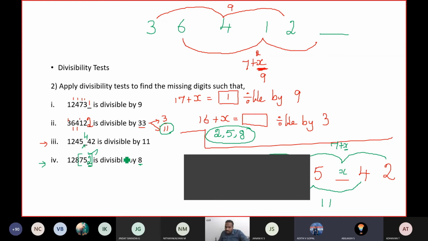Obviously the number is divisible by 8, so it cannot be an odd digit. So you can eliminate 1, 3, 5, 7, 9. Out of the remaining, 750 is not divisible because 720 is divisible 90 times. So apart from that, you have got 30 plus something. So it should be 32 because only 32 is divisible by 8. Clear? So the last digit should be 2.